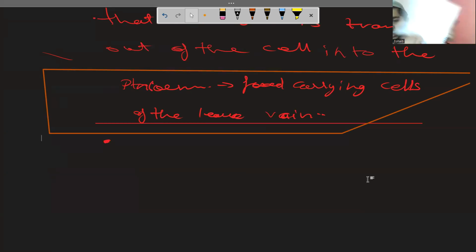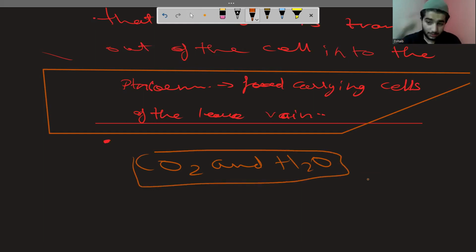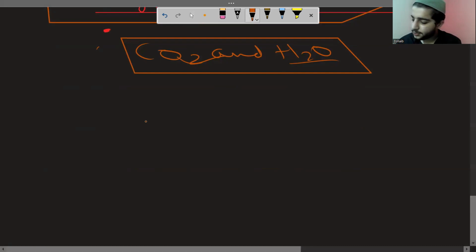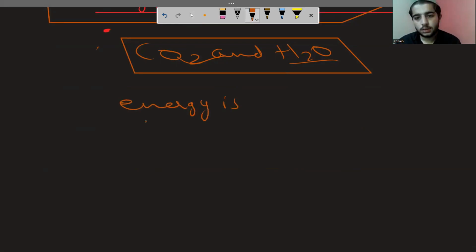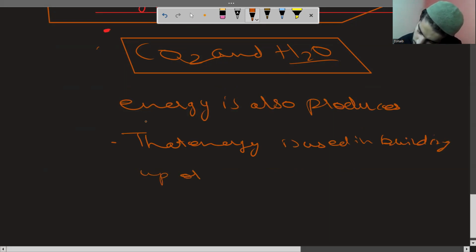So look, when respiration is done, what are its products? When respiration is done, it produces CO2 and H2O, not photosynthesis. Its products are H2O and CO2. You got it? So in this reaction, energy is also produced, right? That energy is used in the building up of proteins.